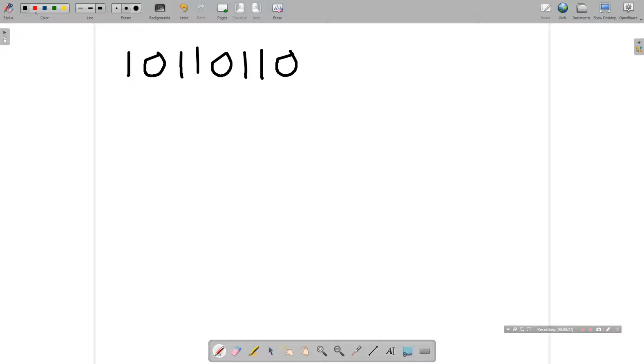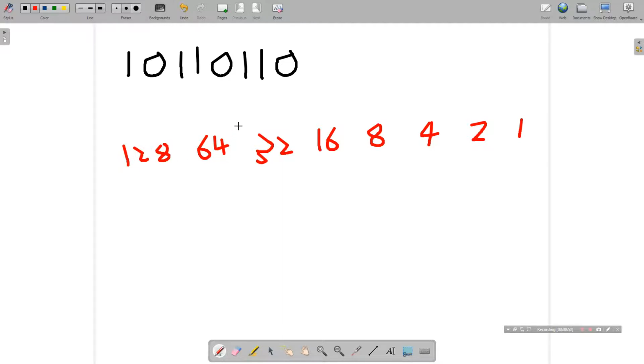Well, the first thing to remember is your place value number grid. This is where you start with a 1 on the right, and then moving to the left, you double that number. So it goes 1, 2, 4, 8, 16, 32, 64, and 128. Now, for the GCSE computer science exams, that's 8 columns, and you won't need to do anything beyond 8 columns in binary.